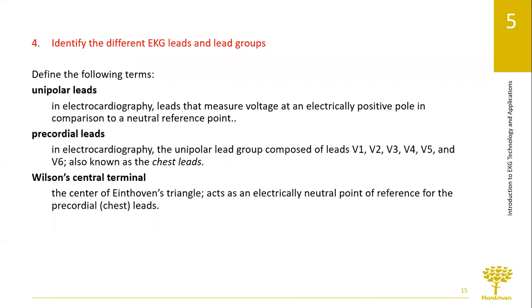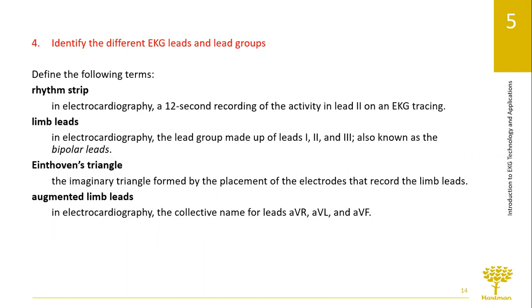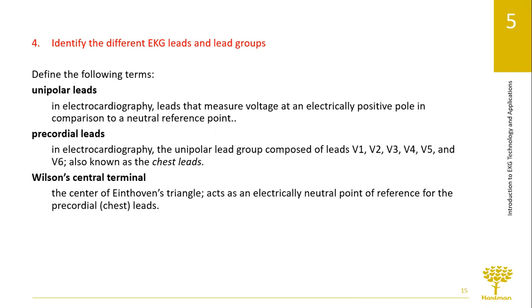Unipolar leads. Oh, let me go back just a little bit. The AVR, AVL, and AVF, leads 1, lead 2, and lead 3, all of those have amplified voltage. So the cardiac monitor itself will actually increase those voltages for us. With the unipolar leads, it doesn't do that. What you see is what you get, and they only have one positive electrode each.